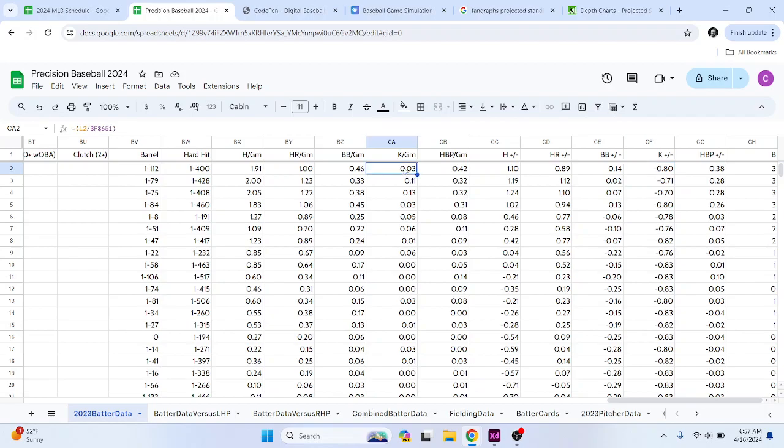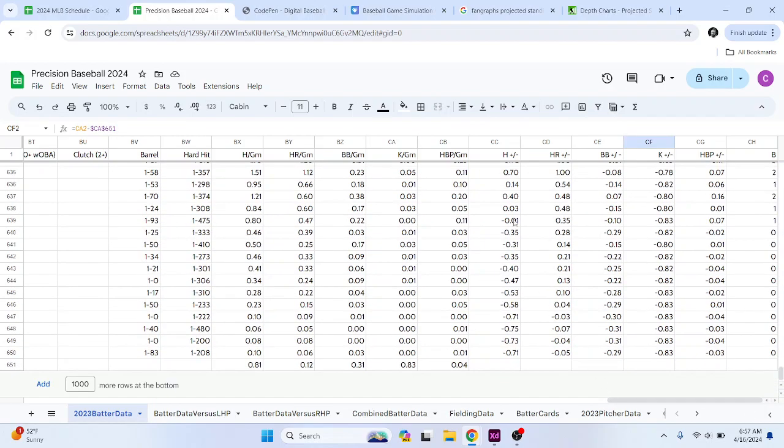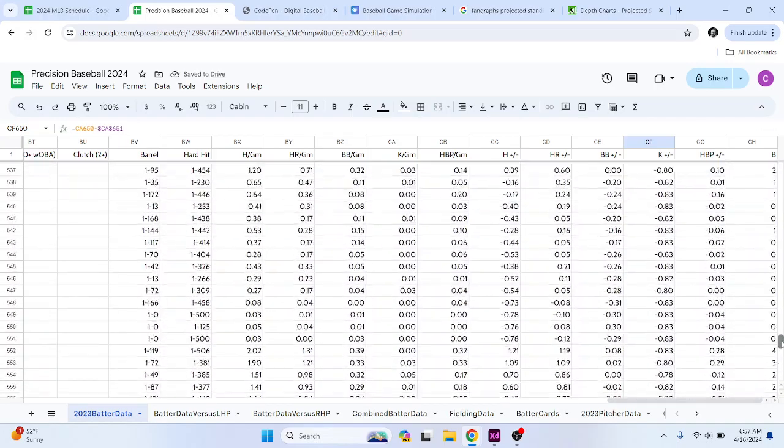So CA2 minus CA651. So you're saying here the batter against the average. The average strikeouts per game is 0.83. And so a lot of these guys are right on it. And maybe if I expand this out, you can see. So he's just like right at the average. So that makes you, you're right at the average.